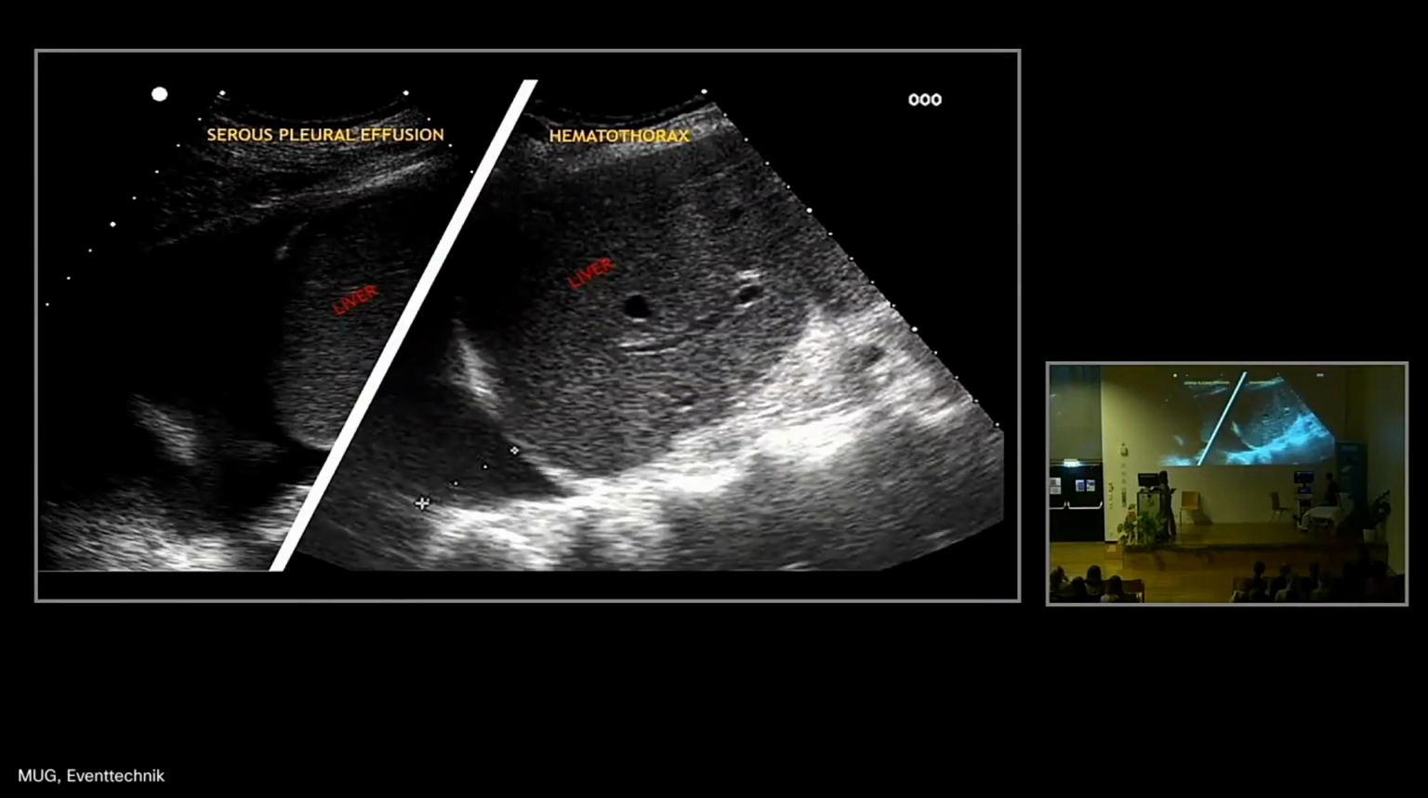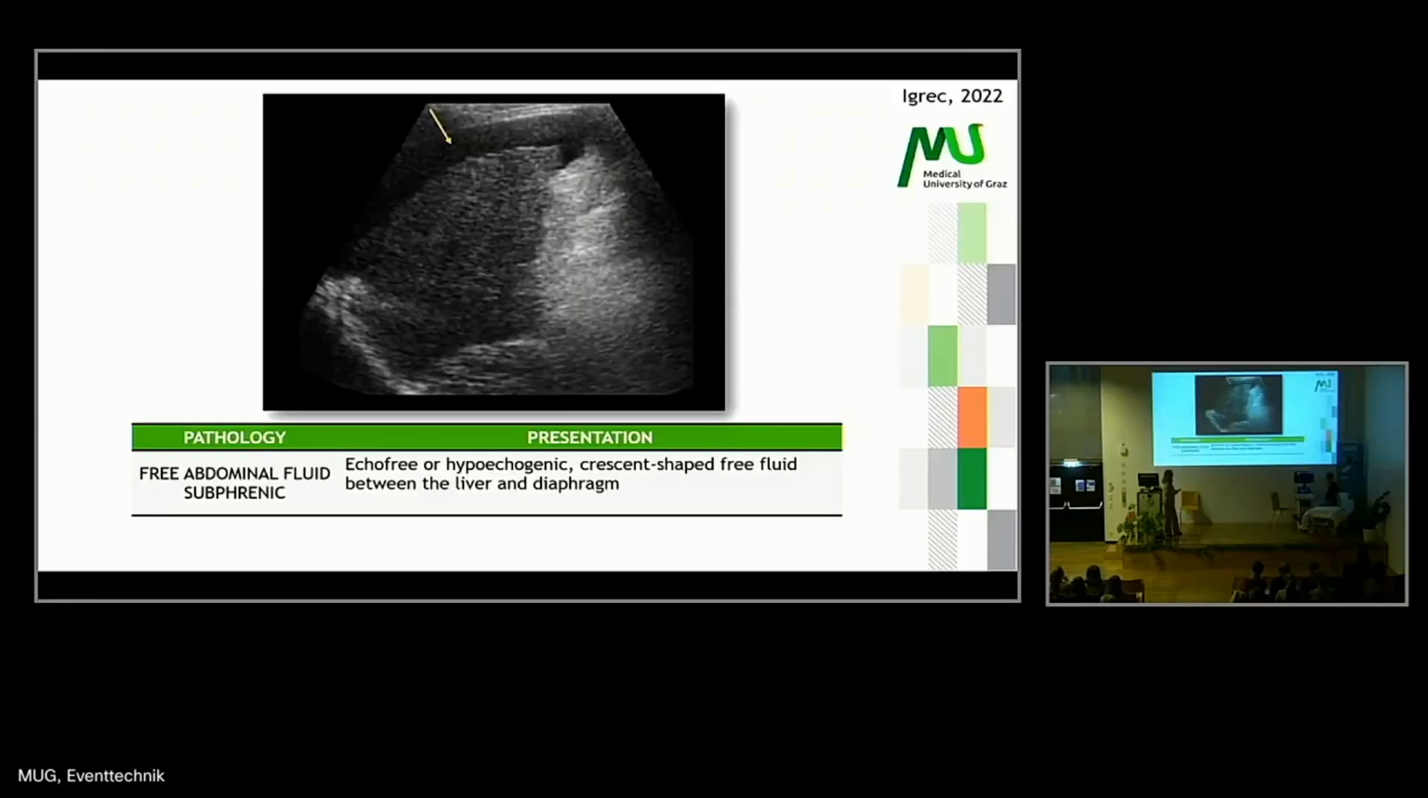So we have two examples. Serous, so anechoic pleural effusion, we have liver, we have atelectasis of the lung. And here the structure is a little bit with reflections and hypoechoic. So it is the hematothorax due to bleeding inside of the pleural effusion.